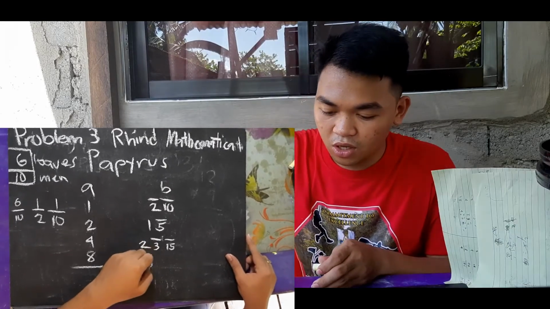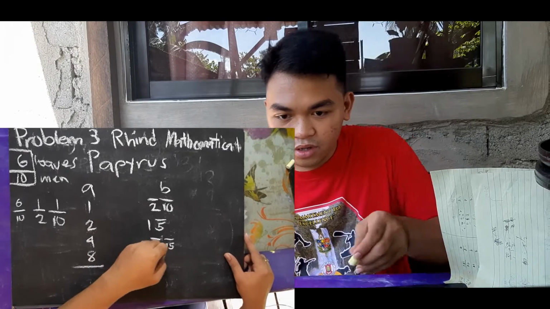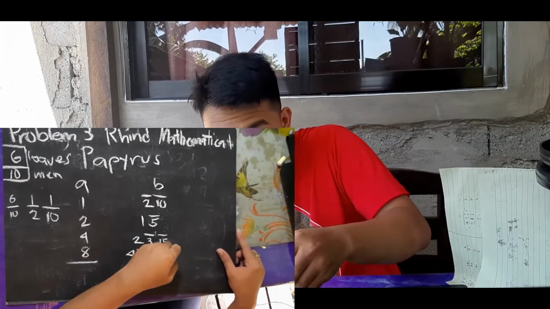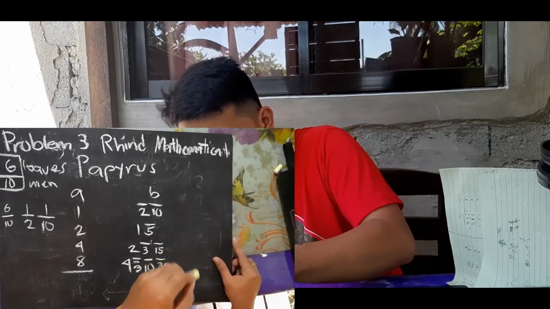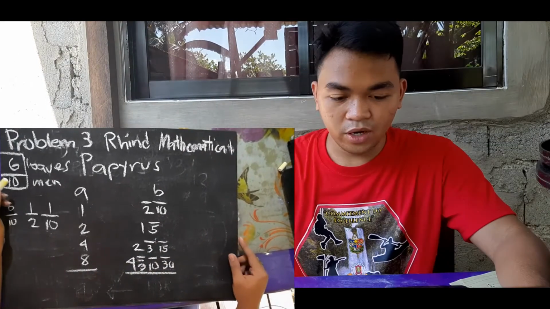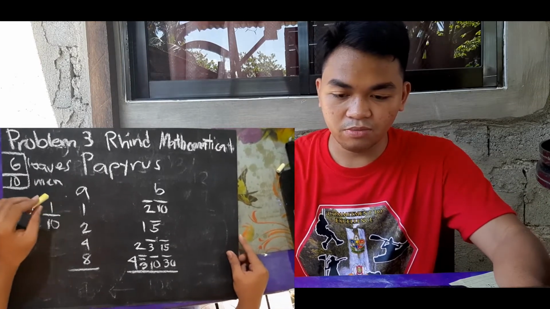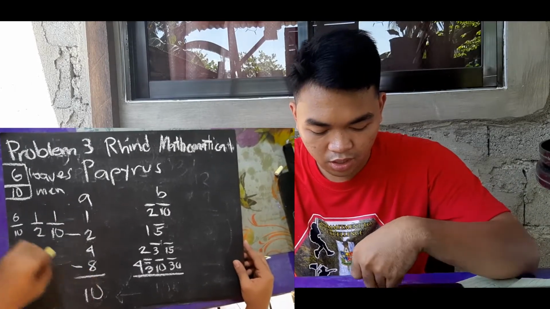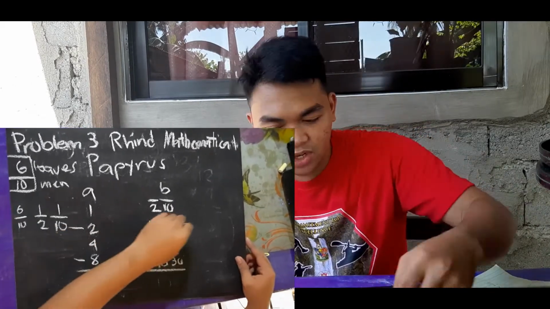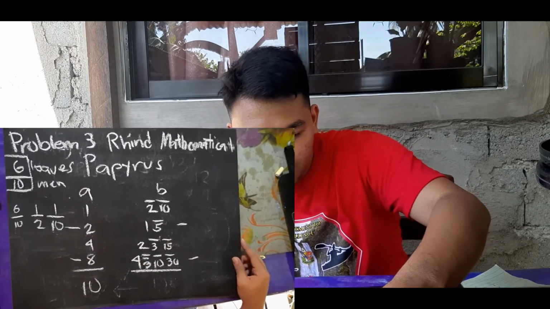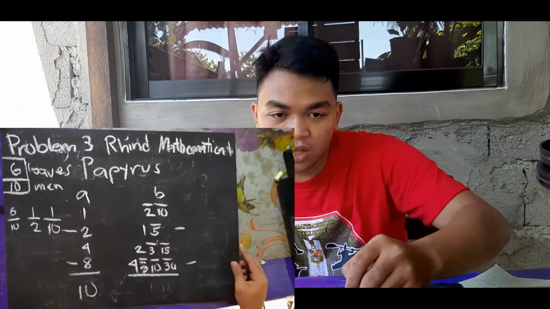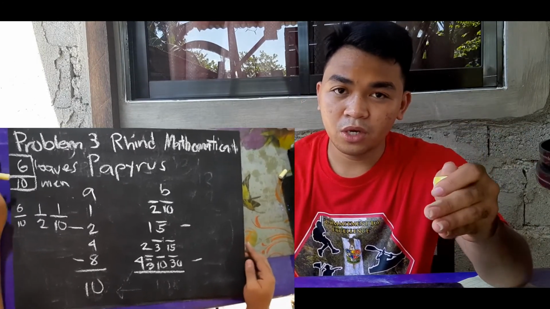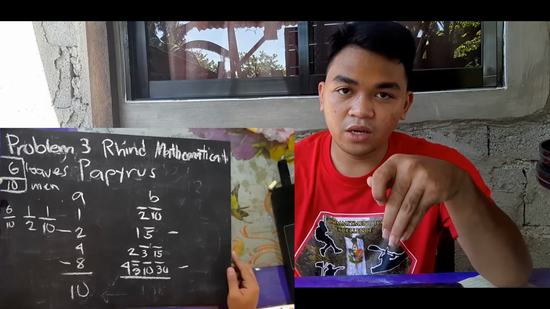This means 2/3, then 1/10, then 1/30. So we now identify column A and column B. We should find column A, this number 10. 8 plus 2 is 10. It's correct. We should find this number, so we conclude that this problem 3 of the Rhind Mathematical Papyrus in Egyptian is valid and correct.